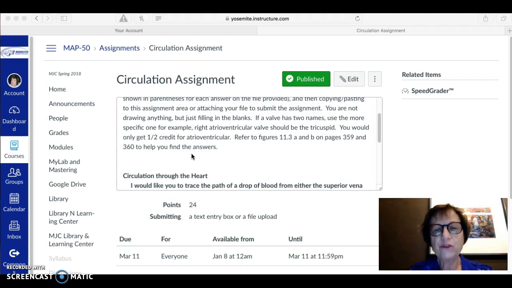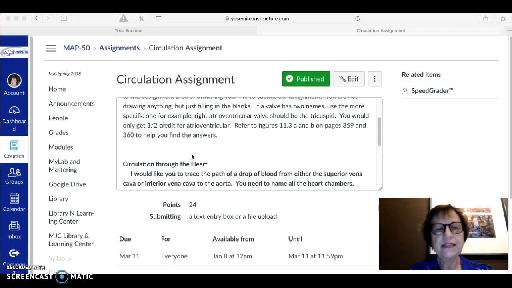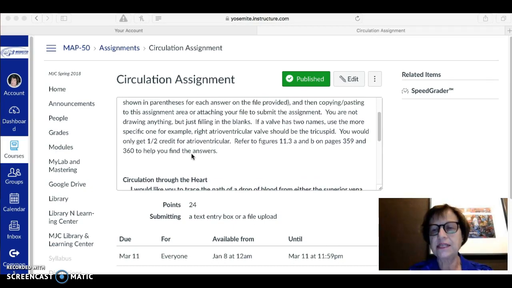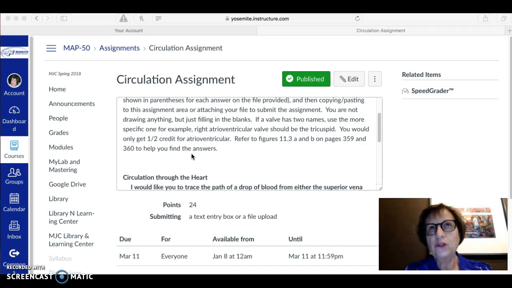You also have your practice test for chapter 11, and then you have your lab handout. And this week you'll have several views of the heart, and you'll need to learn the structures of the heart for the lab test. You also have a diagram of fetal circulation.